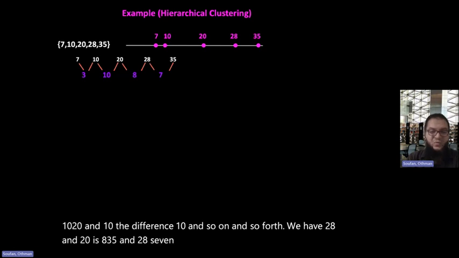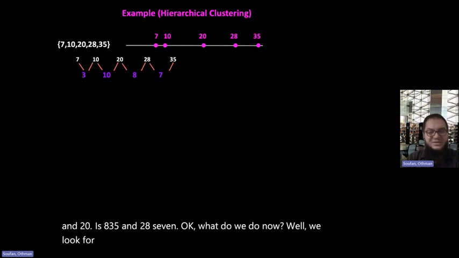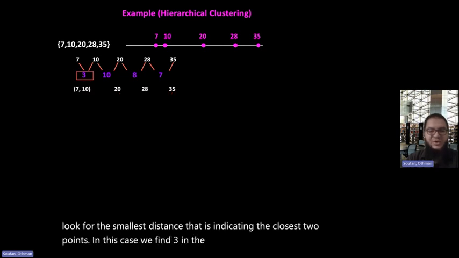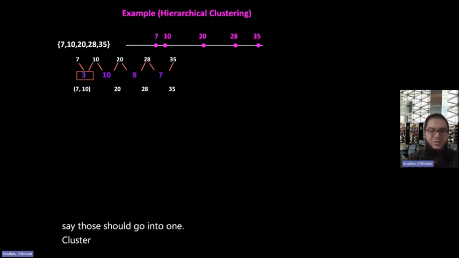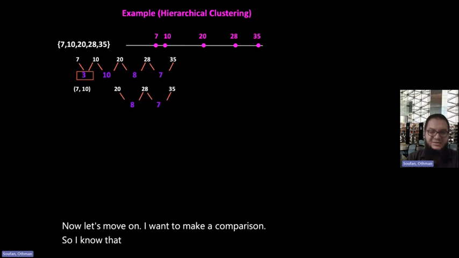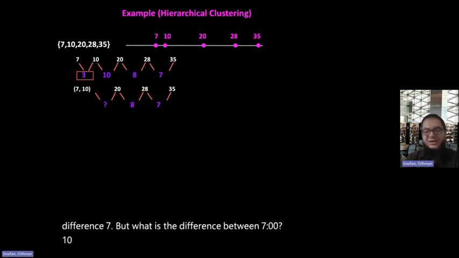Okay, what do we do now? Well, we look for the smallest distance, which indicates the closest two points. In this case, we find 3 as the smallest distance. So I would say those should go into one cluster. So 7 and 10 would be one cluster. Now let's move on. I want to make a comparison. I know that 20 and 28, the difference is 8, and 28 and 35, the difference is 7. But what is the difference between 7, 10, and 20?